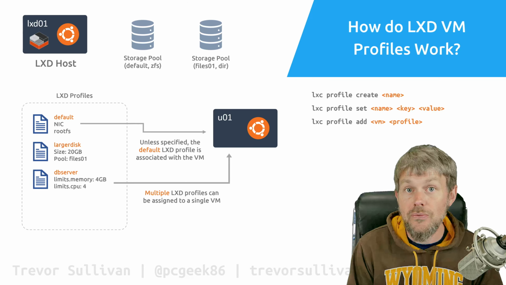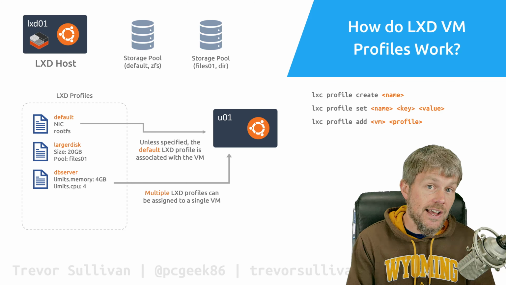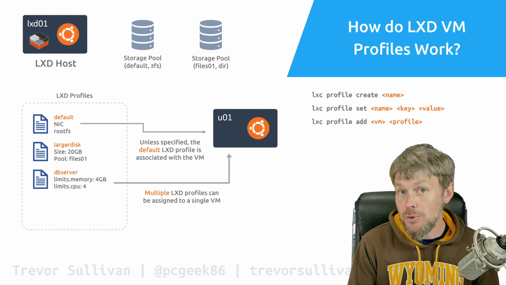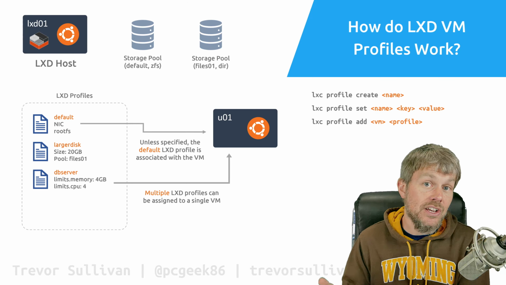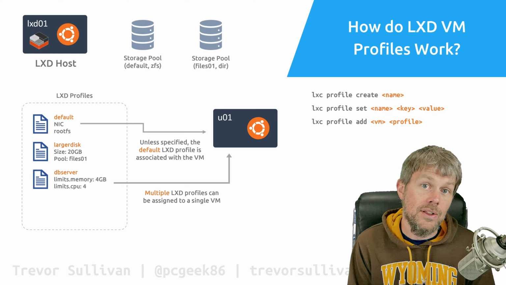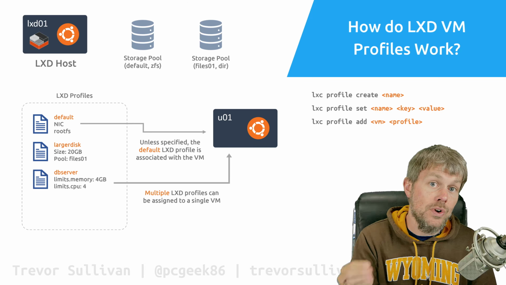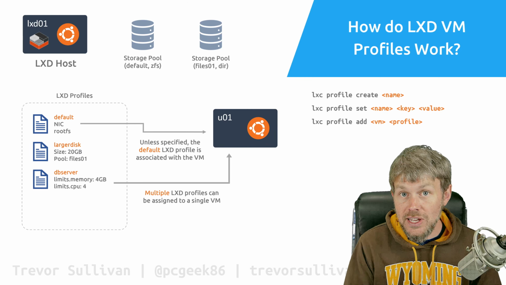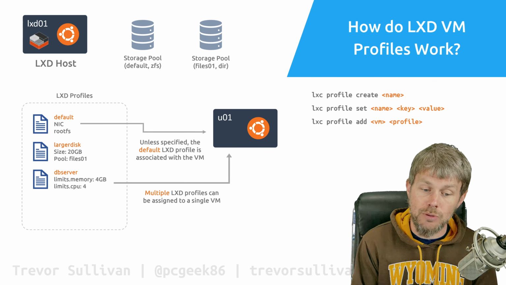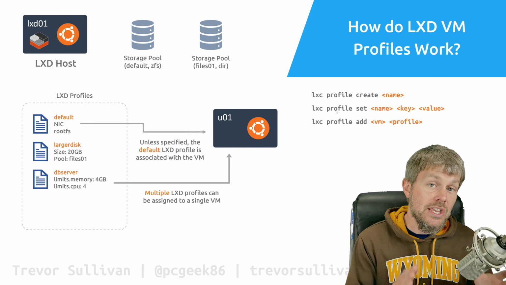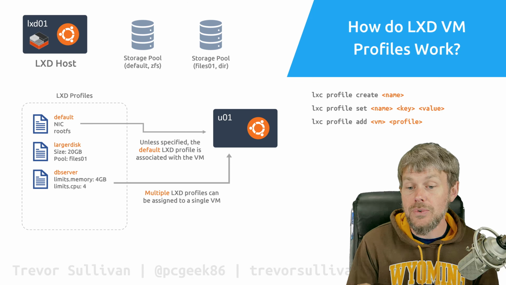So what's really interesting about profiles in LXD is that we can assign more than one profile to a LXD virtual machine. Even though the default profile has certain settings, we can actually append additional settings by not replacing the default profile with a custom profile, but actually adding a custom profile to the default profile, thereby associating multiple profiles with a specific virtual machine. And the way that we can do that, or at least one way that we can do that, is by using LXC profile add, and that will simply append or associate the newly specified profile with whatever virtual machine we specify in that command.